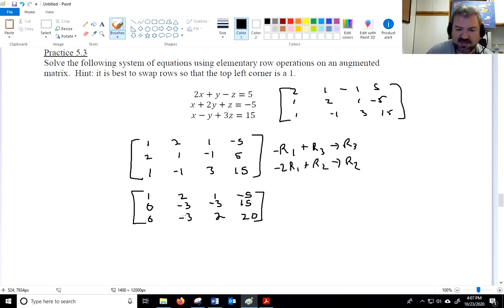All right, now that I've got that, I'm going to take row 2 times a negative, add it to row 3 and store it in row 3. So this is 1, 2, 1, -5. 0, -3, -3, 15. 0, negative times a negative is +3. 3 plus a -3 is 0. +3 plus 2 is 5. -15 plus 20 is 5.